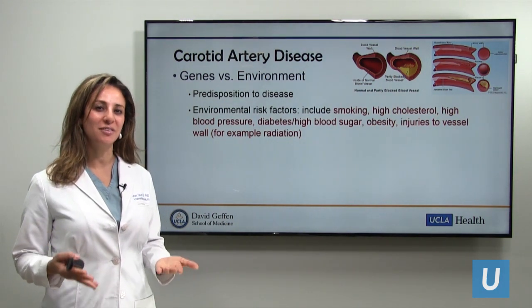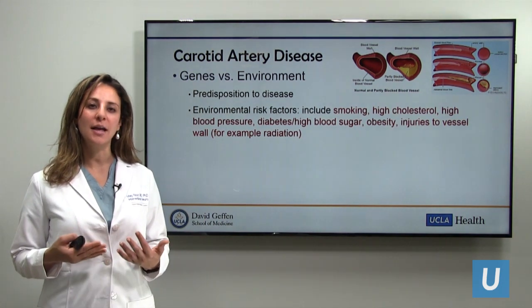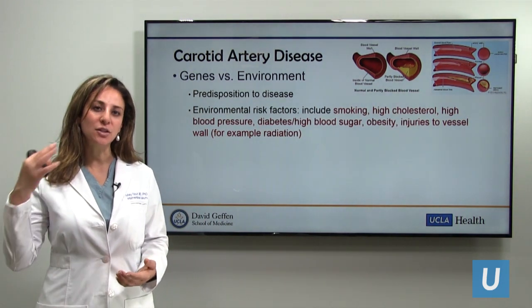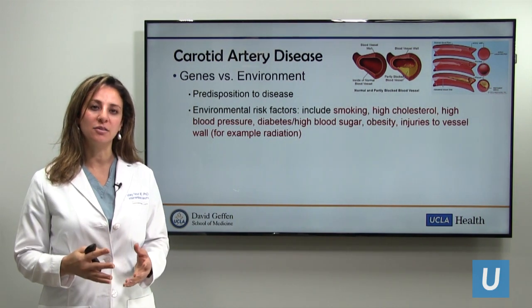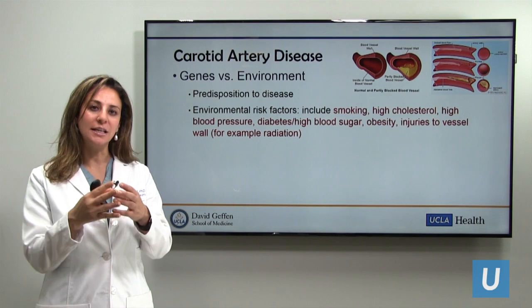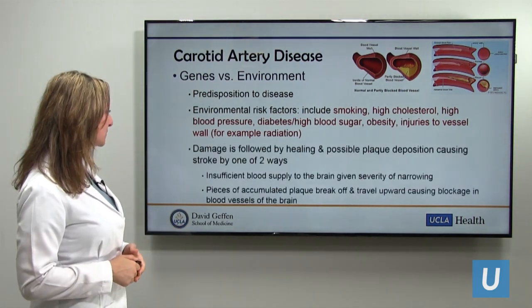And I'll give you an example of an injury to the blood vessel. For example, somebody who had a head and neck tumor, who had radiation beamed to the side of the neck, that can damage the lining of the blood vessel, and that blood vessel in healing will end up narrowing and causing disease in the same manner.